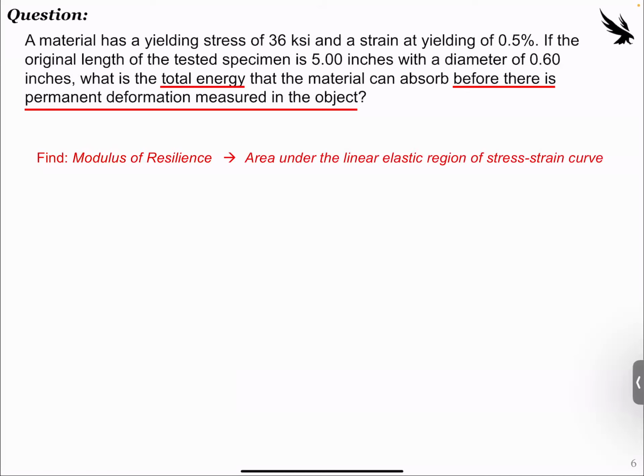Remember, the modulus of resilience, don't get caught up with that first term modulus because there's modulus of elasticity and everything. Think modulus of resilience and toughness are the 2 things that are the area under the curve. So this is the area under the curve in the linear elastic region only. So we're not given the actual data here or a plot, but you could easily plot it just to visualize it. We're told that the material has a yield stress of 36 KSI with the resulting strain of 0.5%.